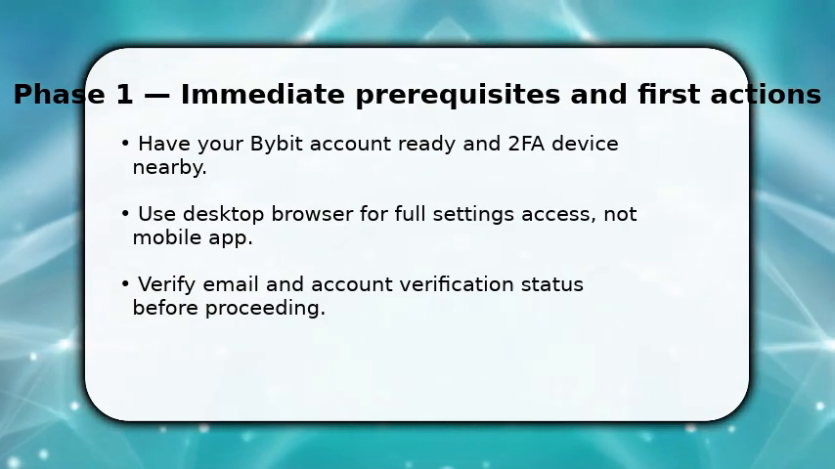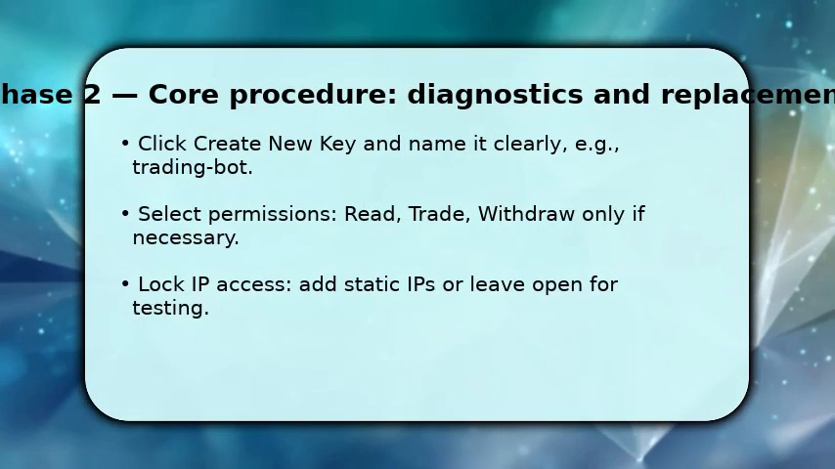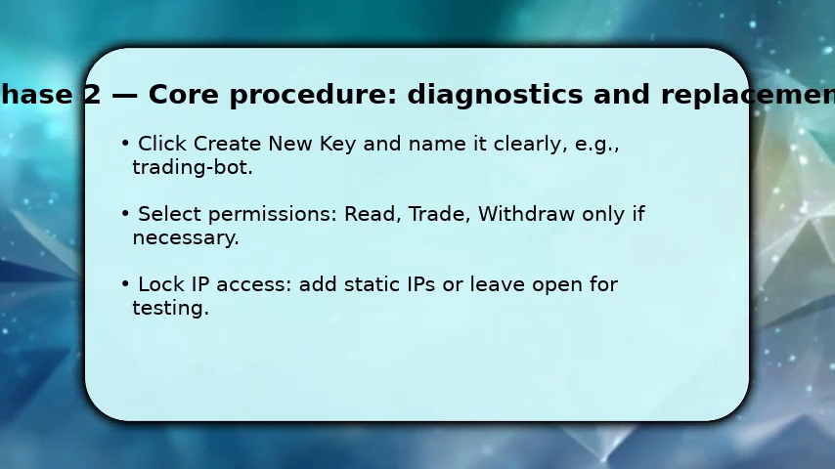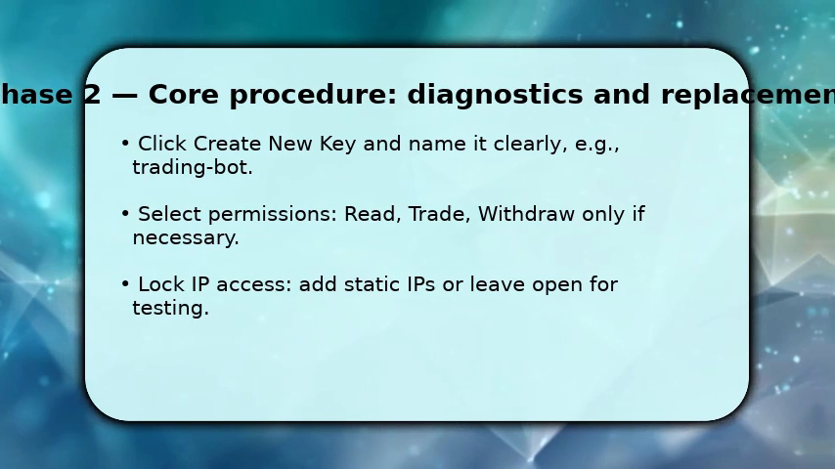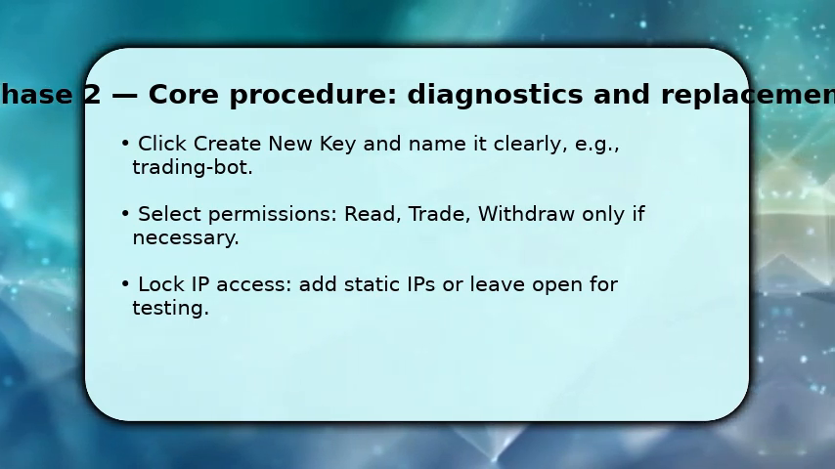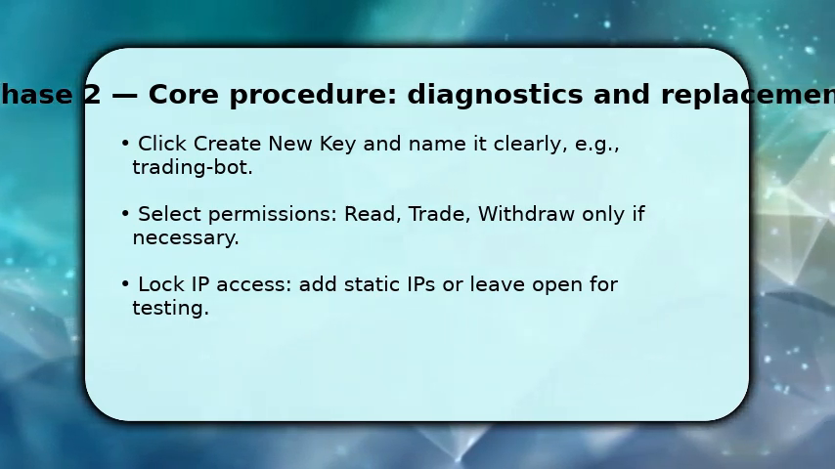for the next steps. You click Create New Key and enter a descriptive label so you remember its purpose. Then, choose permissions carefully. Include read for data, trade if you need orders, and avoid withdraw unless absolutely required.